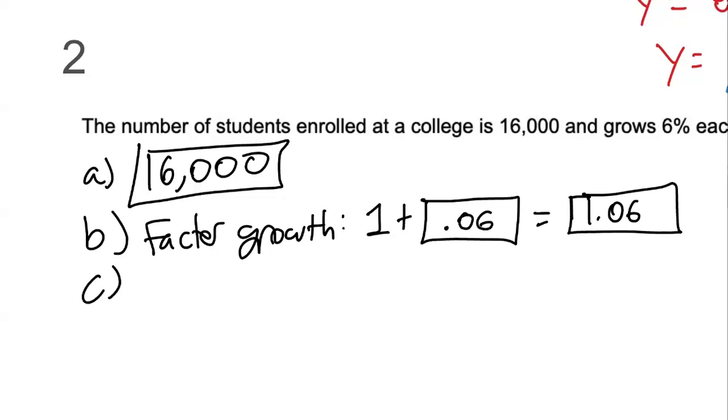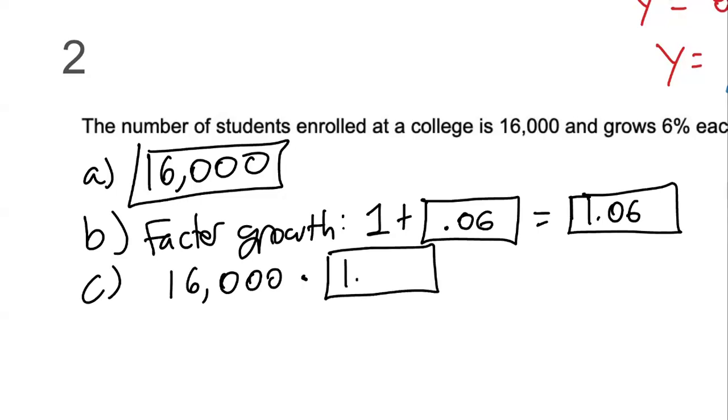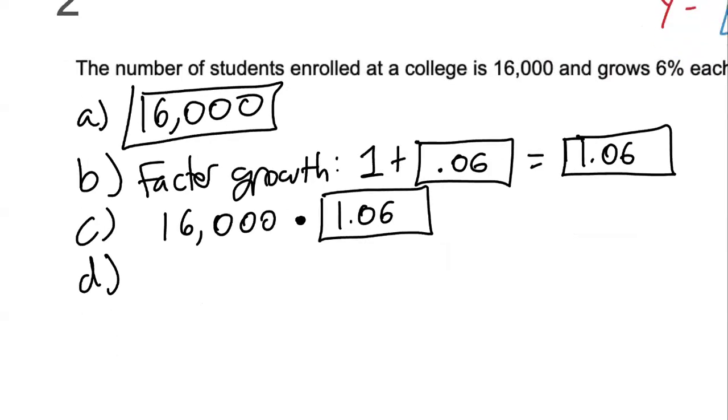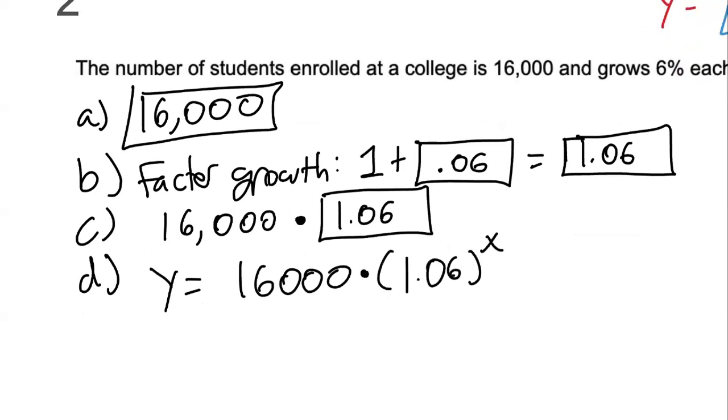For part C, it wants us to know what number we would have to multiply after 1 year. So in this case, it would be 16,000 times our growth factor, which is 1.06. If I want to figure out what it would be after 1 year, I just have to do 16,000 times 1.06. For part D, it wants us to know what the equation will look like with x representing the number of years. So the equation would be 16,000 times 1.06 to the power of x.